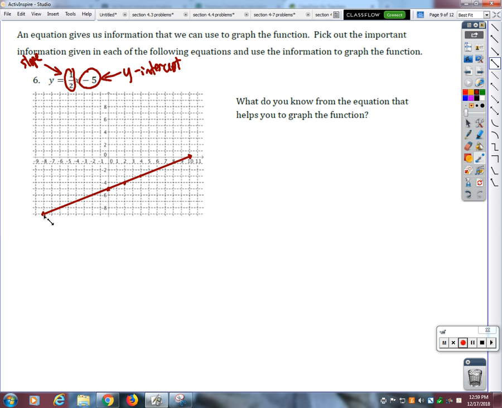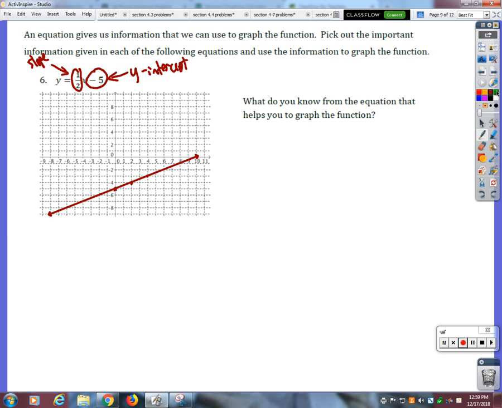With a straight line. Okay? So the things that we know from the equation that help you graph the function, Nathan says, are the y-intercept and the slope. Okay?